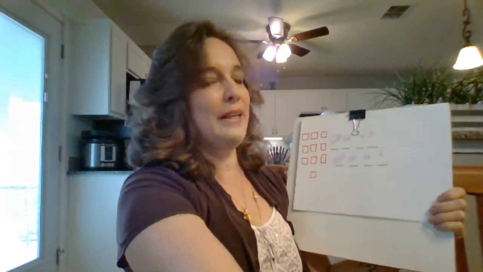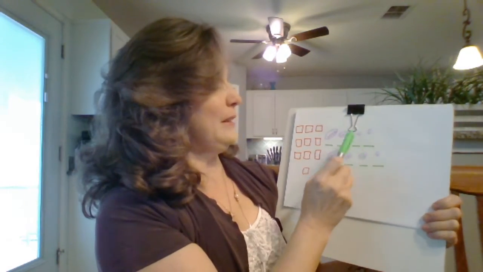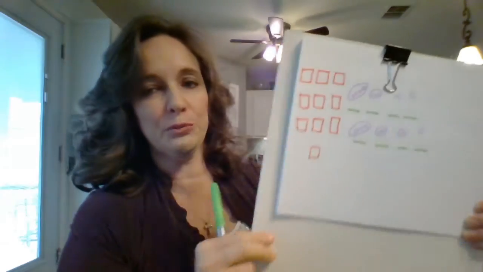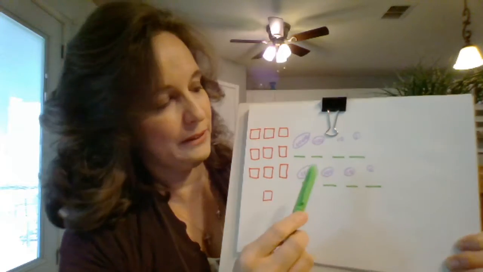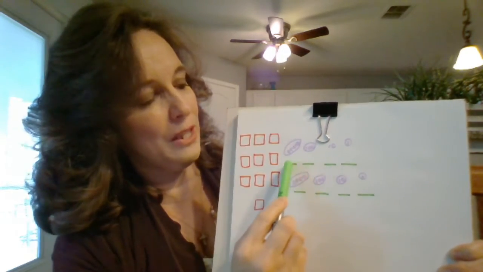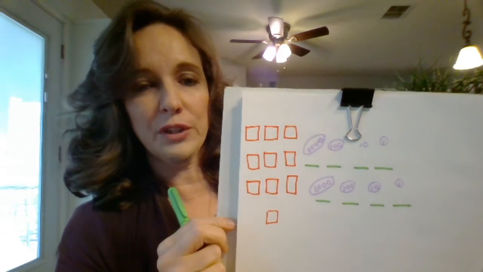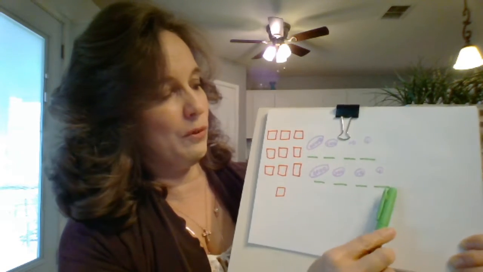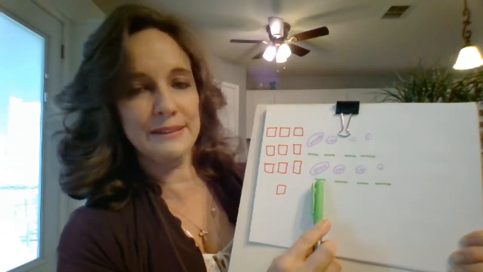Today you are learning thousands. So when we have thousands, we have ones, tens, hundreds, thousands. So how many numbers will you have when you're writing thousands? 1, 2, 3, 4. You're going to have 4 digits. A digit is just another word for number. You're going to have ones, tens, hundreds, thousands.